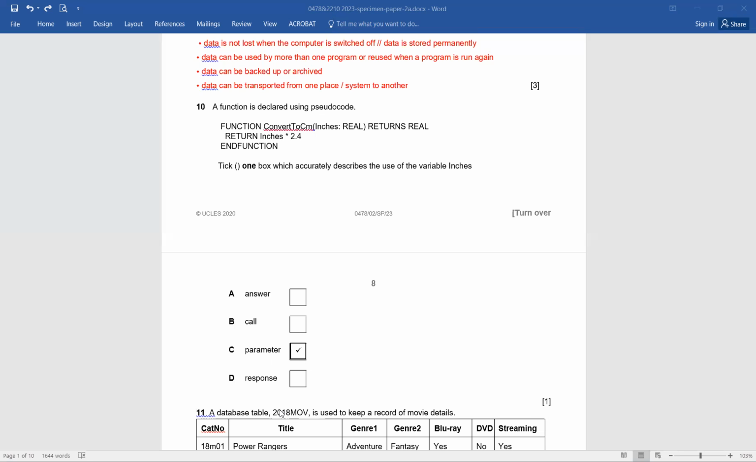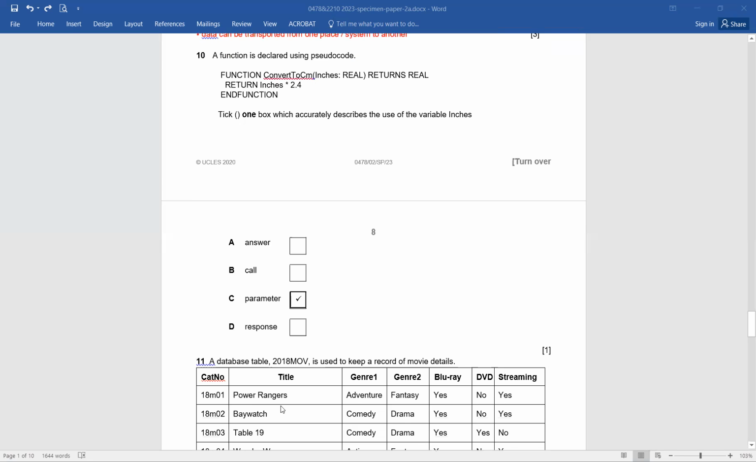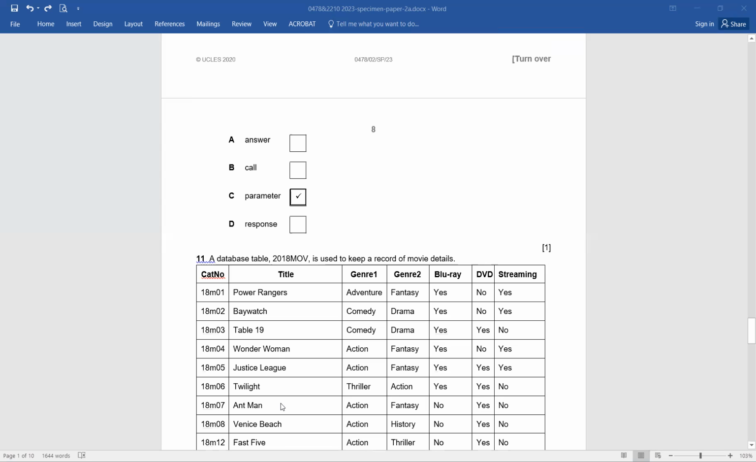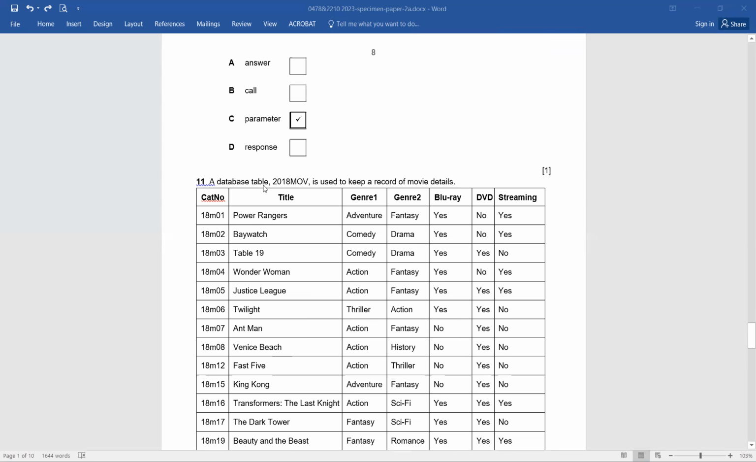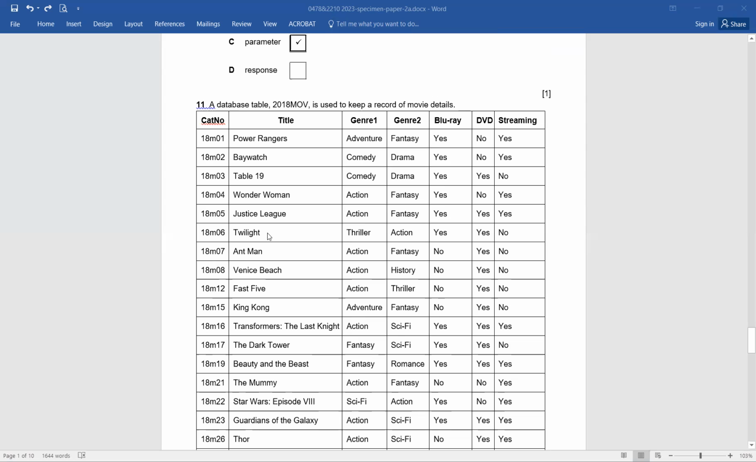Okay. Now, the 11th question is dealing with a database, a very simple and interesting topic. A database table is given to you. It's used to keep a record of the movie details. So you can see a list of different movies are mentioned, and you can see these are your fields: Catno, title, genre 1, genre 2, Blu-ray, DVD, streaming. And then you have a number of records. How many records are here?